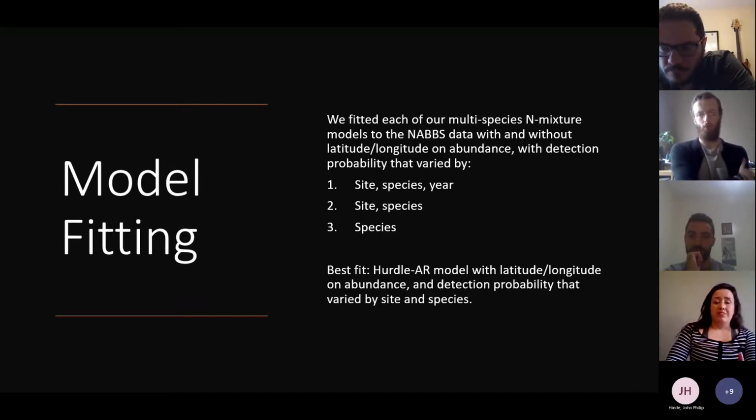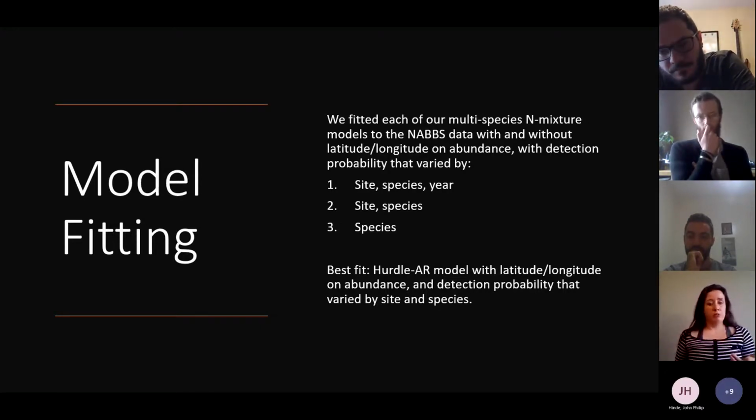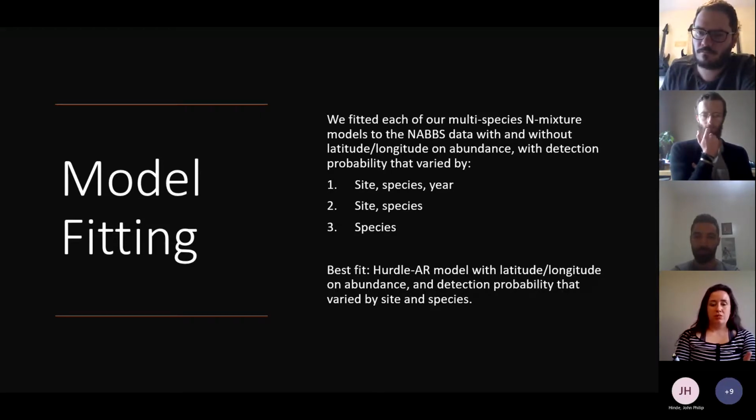And another thing that we wanted to look at was the dimension of the probability of detection. So you can have a probability of detection that is different for every species. So in this case, we would just have 10 different probabilities of detection. Or you can have it different for every species and site, or for every species, site, and year. So we looked at all of these different combinations. We fitted each of the models with the 3 different combinations: probability of detection that varies by site, species, and year, then site and species, and then just species by itself.